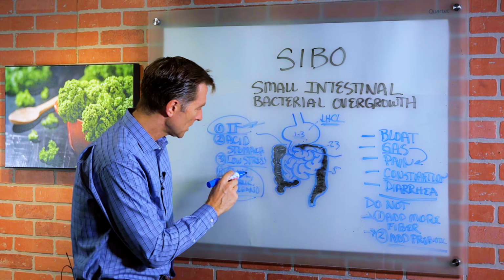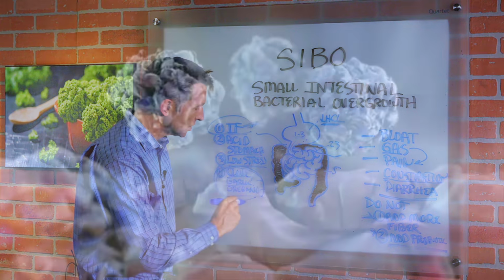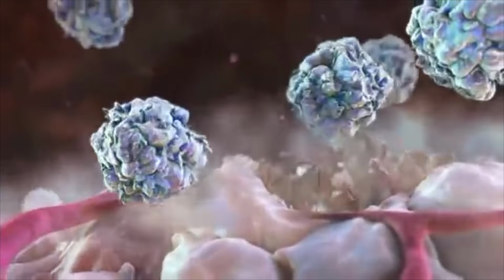Number 4, you want to consume, in tablet form, clove, garlic, and oregano. This is really good to help balance out the good and bad bacteria.